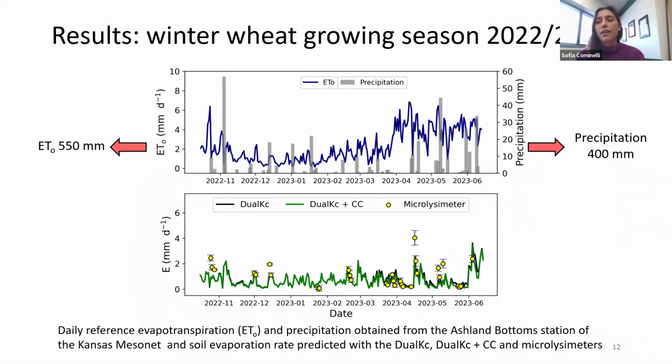Moving into the following growing season, last winter, again, we have the reference evapotranspiration and the precipitation events through the growing season. And if we look at the second graph, there is a pretty good agreement between the in situ observation and the predictions. There are moments where we have underestimation if we compare the predictions and the observations.